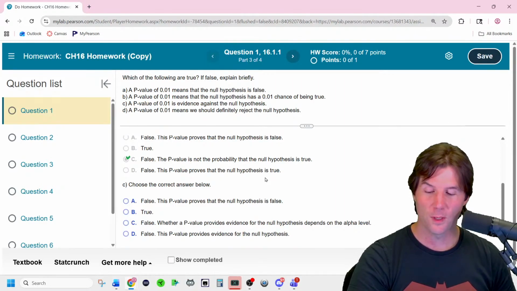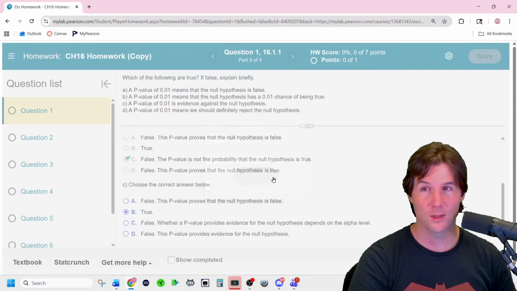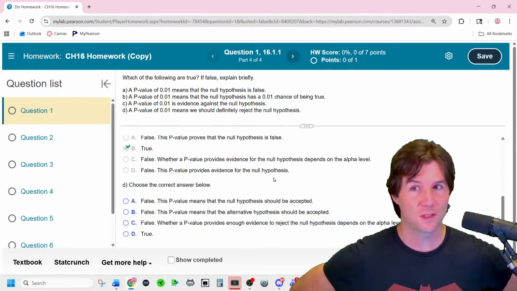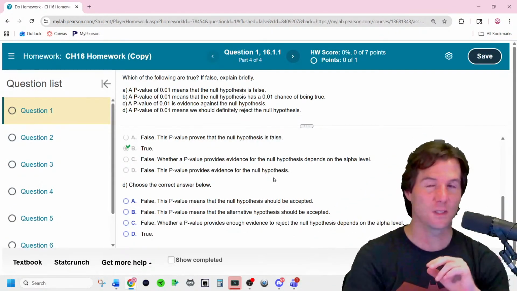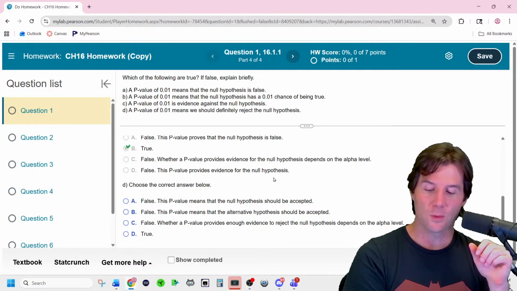A p-value of 0.01 is evidence against the null. That sounds true to me. The p-value is the probability of what we saw. So a low p-value would be evidence for the null being false. It's evidence. It doesn't show the null is false. It's evidence the null is false.